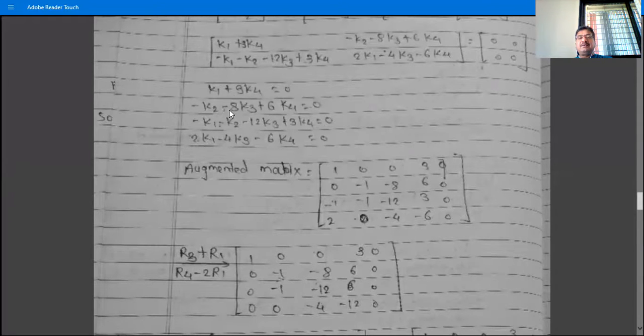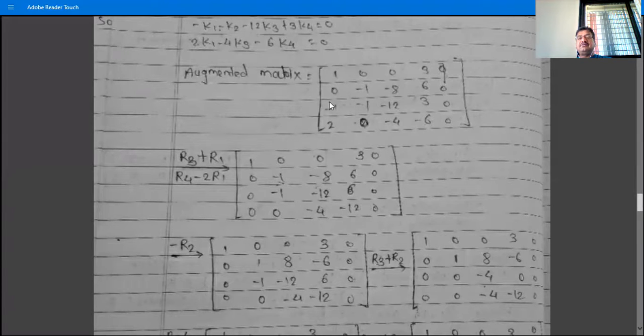Then the coefficients of K1 are 0, K2 is -1, K3 is -8, 6, 0. Then the coefficients of K1, K2, K3, K4 form the last row. And then we have to reduce this matrix to echelon form. So we have to reduce this element to 1. It is already 1. So we have to reduce all the elements below it to 0.